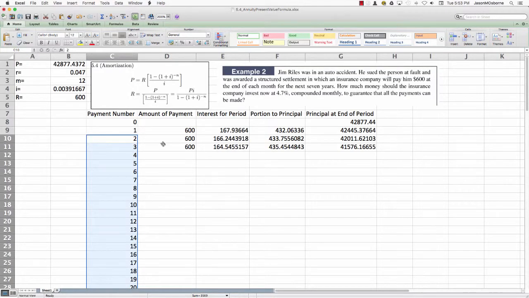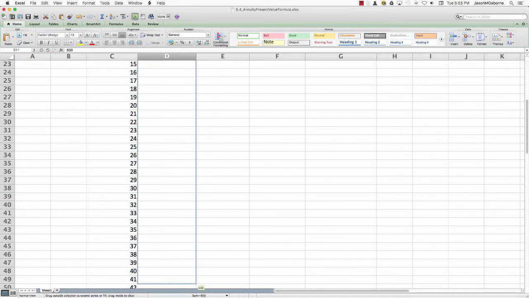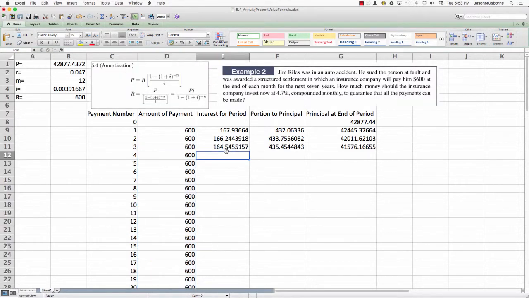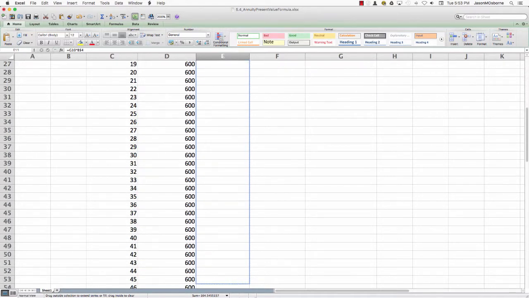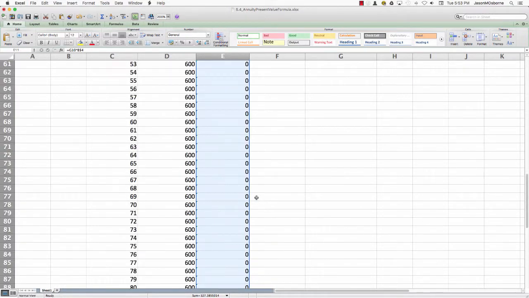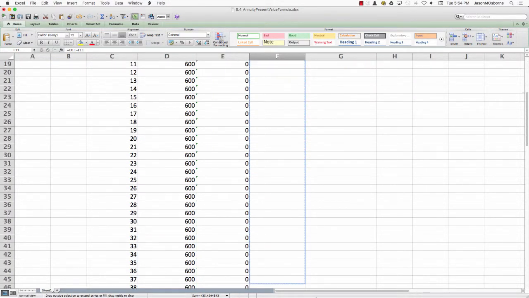Now let's look and see how this plays out over time. They paid Jim $600 every month, right? And so they paid him the $600 every month. There's 84 of them, okay? How much were they getting from interest? Okay, because their account was earning interest every month. And we will continue dragging these formulas down, and then we will draw some conclusions from them.